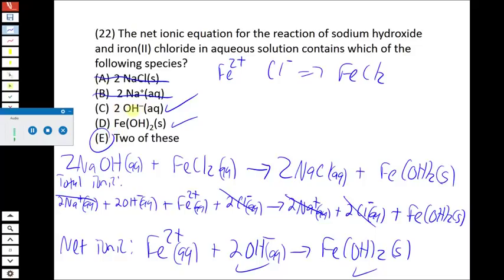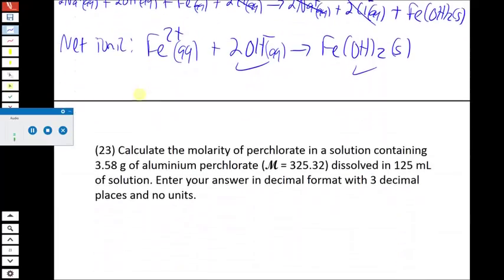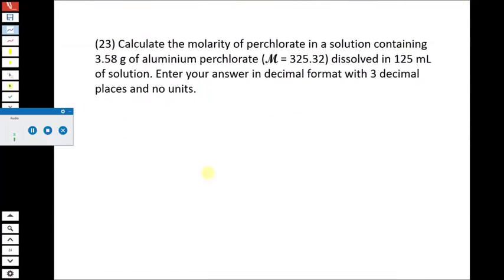Two OH- appears in one of our reactants, and then Fe(OH)2 solid is our product for the net ionic equation. All right, any questions on this concept? Okay, on to number 23.